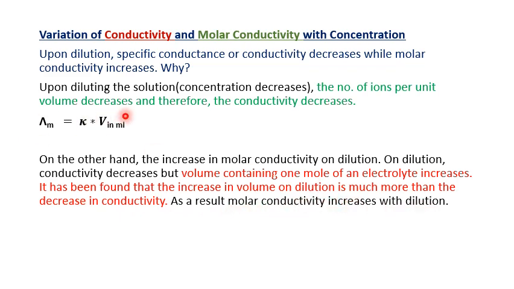See here, on dilution, what happens? Volume increases, and specific conductance decreases. But comparatively, the increase in volume on dilution is much more compared to kappa. So overall molar conductance increases. I hope that you have understood. Read the lines and try to match them with the equation. Then you can understand.